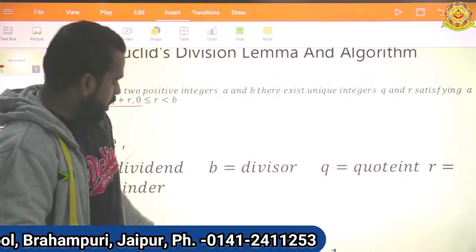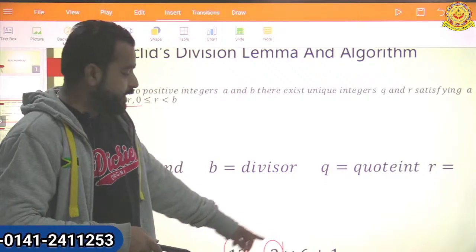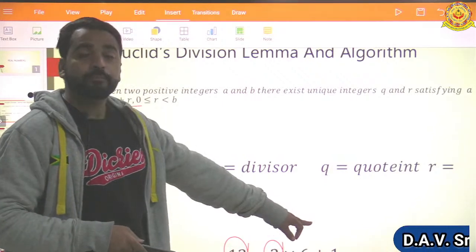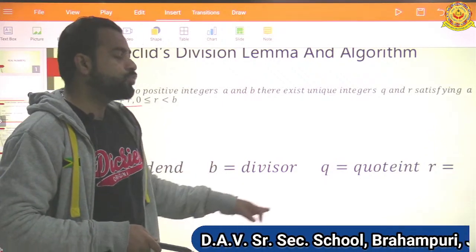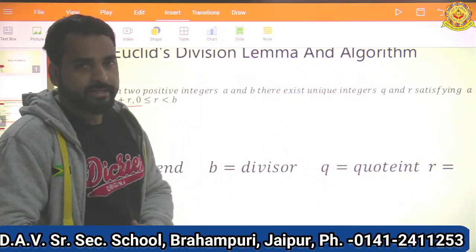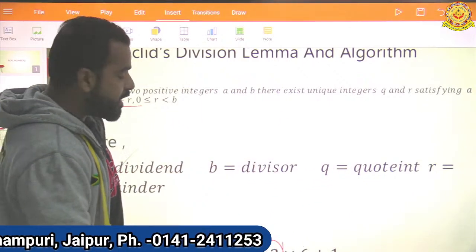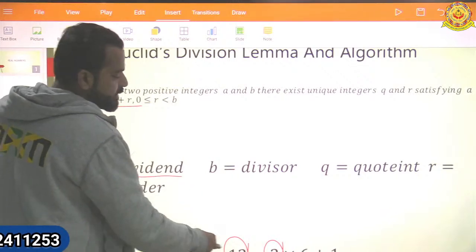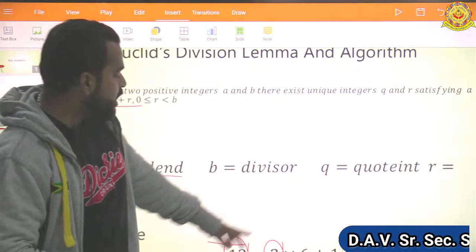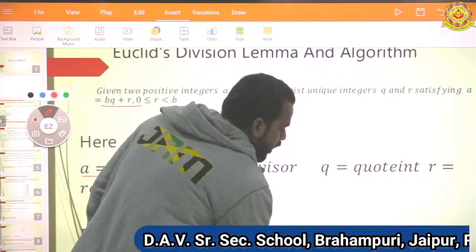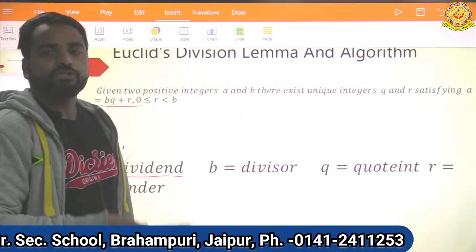2 sixes are 12. If it is not 12, then some remainder will remain. If it is 12, then 2 sixes are 12 plus remainder nothing, so we write 0. But if the dividend a is 13, then the remainder will be 1. 2 sixes are 12 plus 1 left.